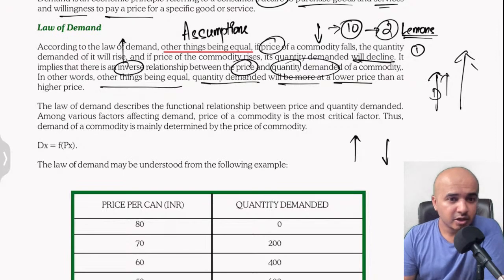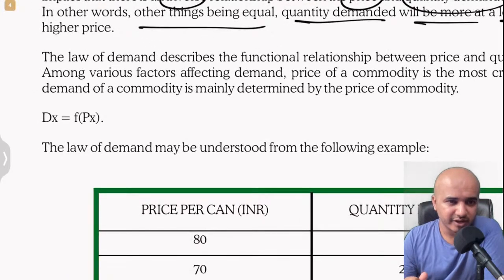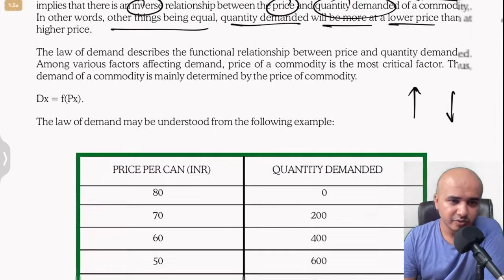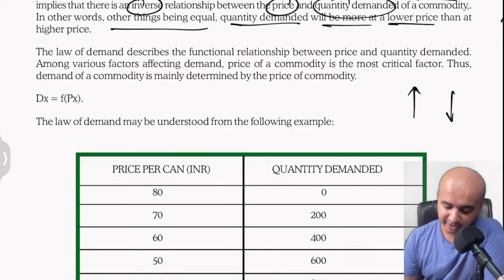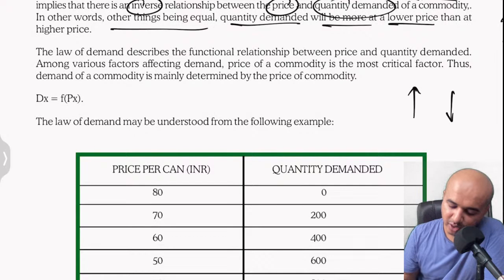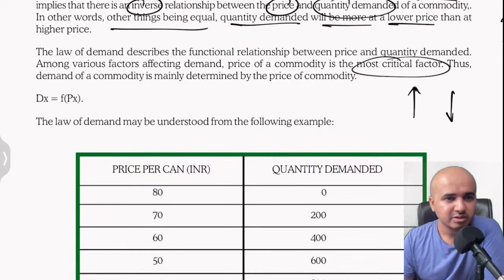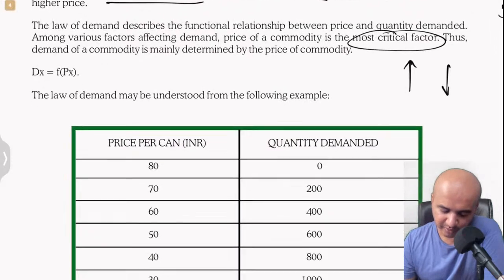The law of demand describes the functional relationship between price and quantity demanded among various factors affecting demand. They also express it through a formula, wherein they say Dx is equal to a function of Px, where we are considering price as a major factor. Price of a commodity is the most critical factor. Of course, there are other things which determine the demand, but more than anything else, it is the price which determines the demand. So they have given an example.